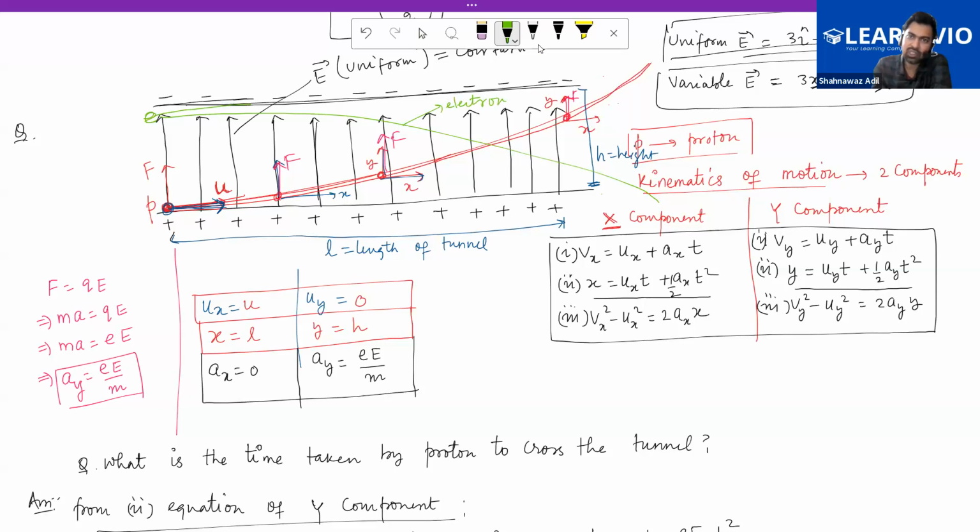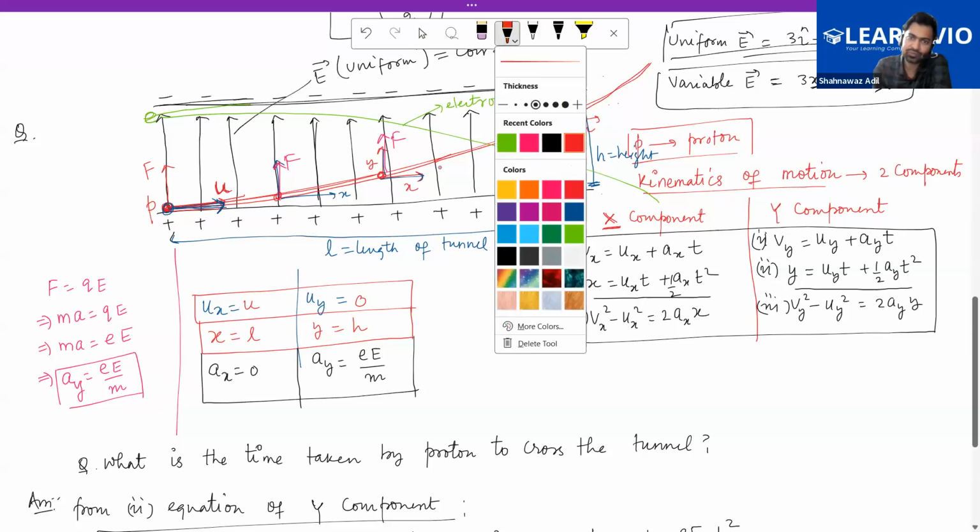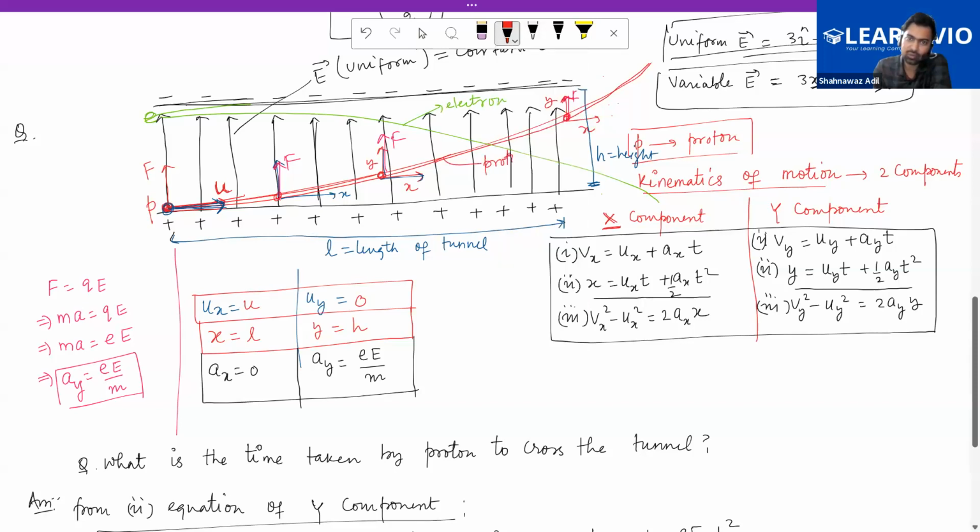This one is proton. So this red one is the proton. This green one is the electron. So which will cross this tunnel faster? That is the question.